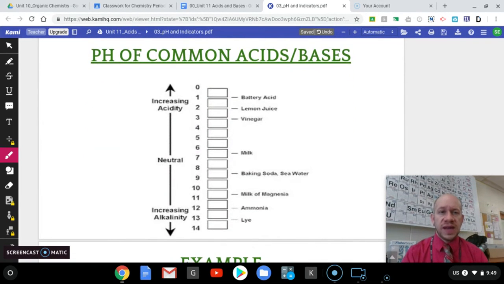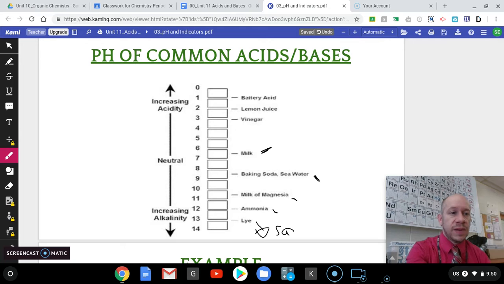So here are some pHs of common acids and bases. Battery acid is very acidic. Lemon juice is very acidic. And vinegar is very acidic. Milk is almost neutral, but it's a tiny bit acidic. Baking soda and seawater are a little bit basic. The milk of magnesia, which is like an antacid, is basic. Ammonia is very basic, and lye is a base. This is part of how we make soap during saponification.